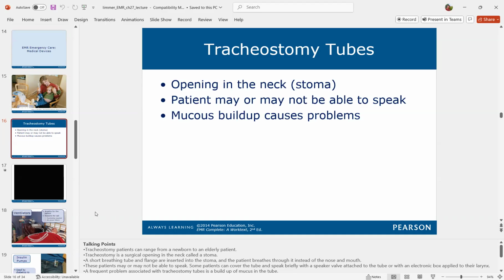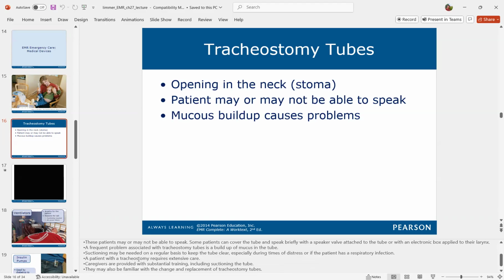These patients may or may not be able to speak. Some patients can cover the tube and briefly speak with a speaker valve attached to the tube, or an electric box applied to their larynx, or their voice box. It just depends on where the surgery was placed.